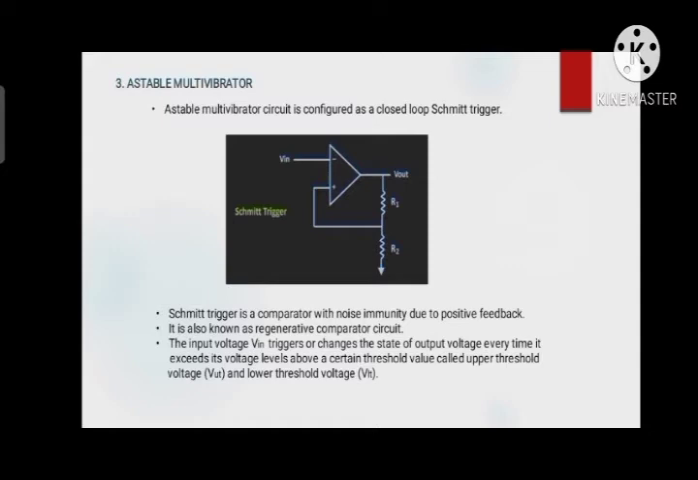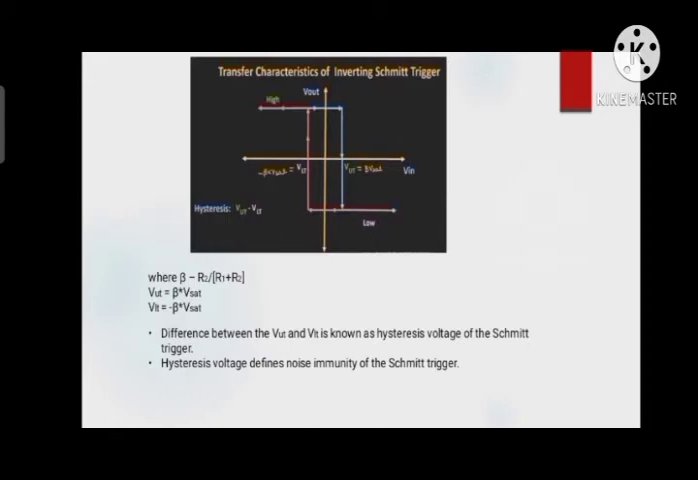The input voltage Vin triggers or changes the state of the output voltage every time it exceeds a certain threshold value, called the upper threshold voltage or lower threshold voltage. This is the transfer characteristic of the inverting Schmitt trigger. This is the hysteresis loop of the Schmitt trigger.